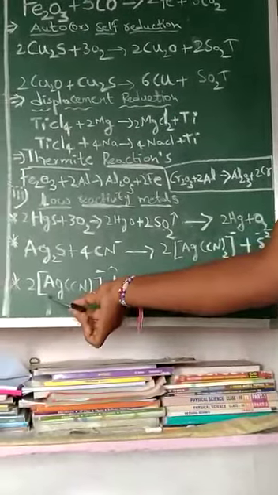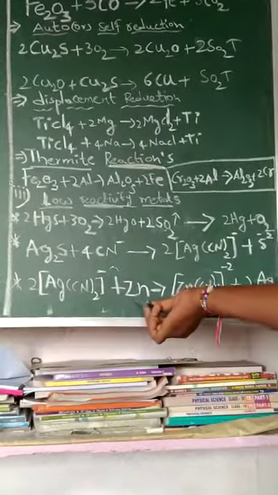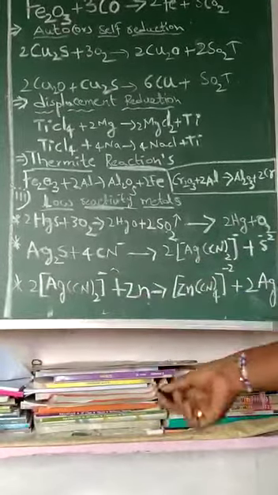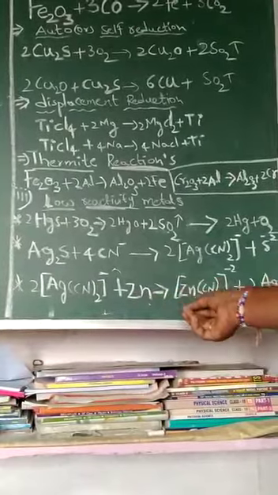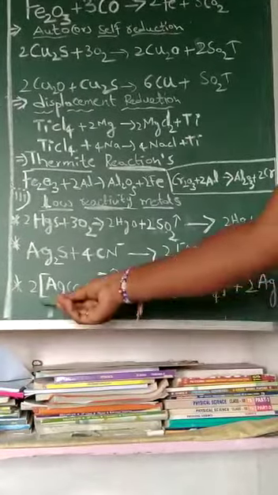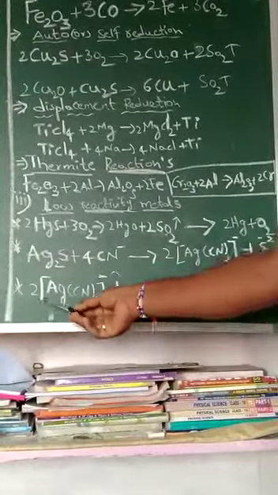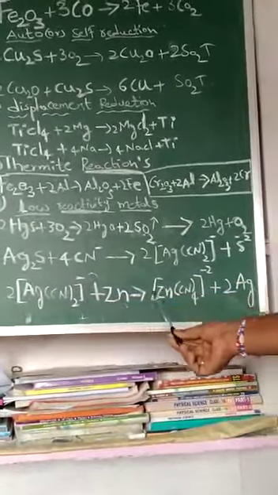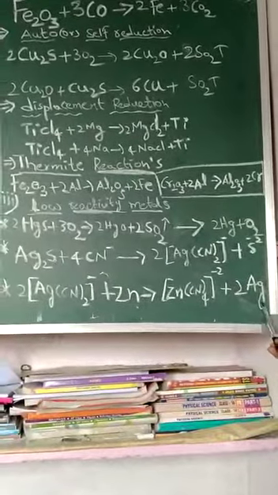This dicyanoargentate we displace with zinc. Since zinc is highly reactive, Ag's place is occupied by zinc and Ag comes outside. Ag(CN) taken twice, net charge is -1. To this dicyanoargentate, we added zinc dust or zinc powder. Zinc cyanate is formed and Ag comes outside.